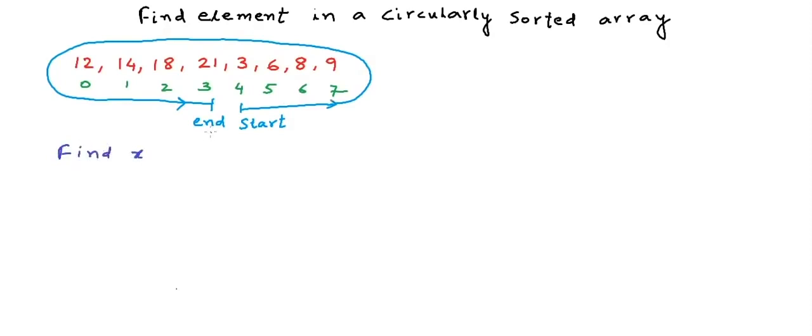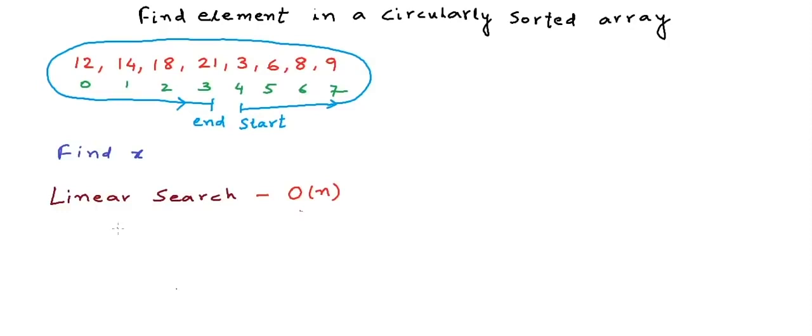So how do we solve this problem? The simplest approach would be to perform a linear search, where we scan the whole array to look for x. But in this approach, we will not make use of the property of the array that it is circularly sorted, and the time complexity for this approach would be big O of n, where n is the number of elements in the array. So what else can we do?